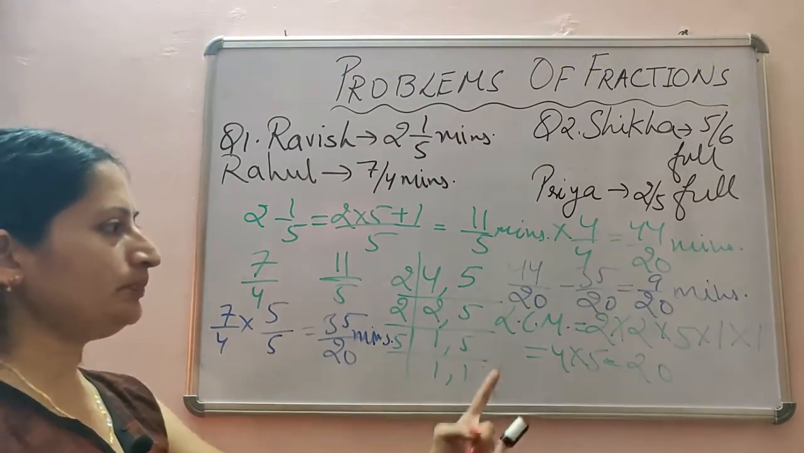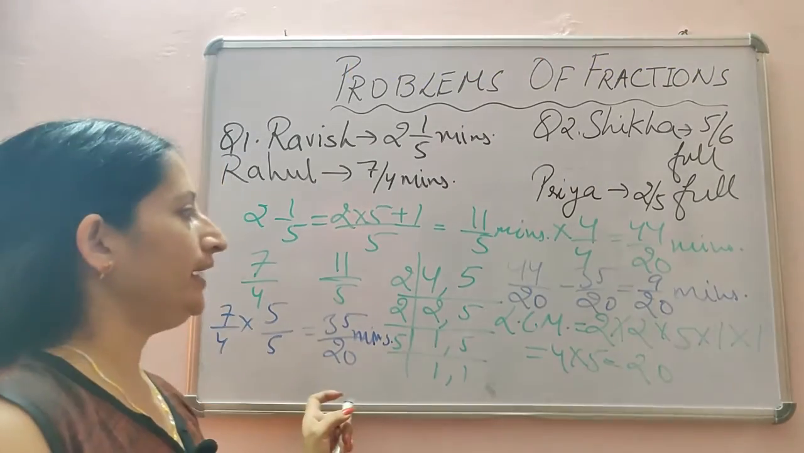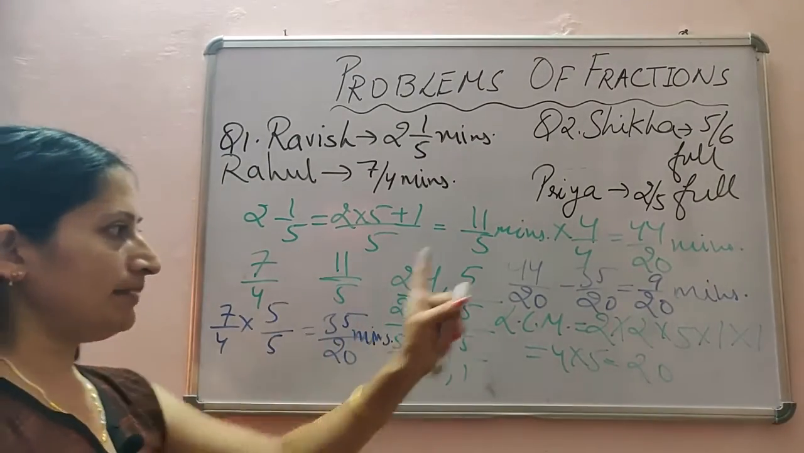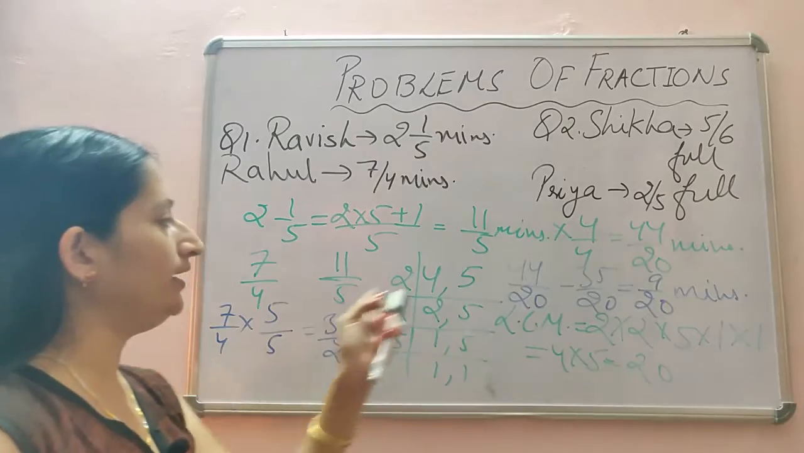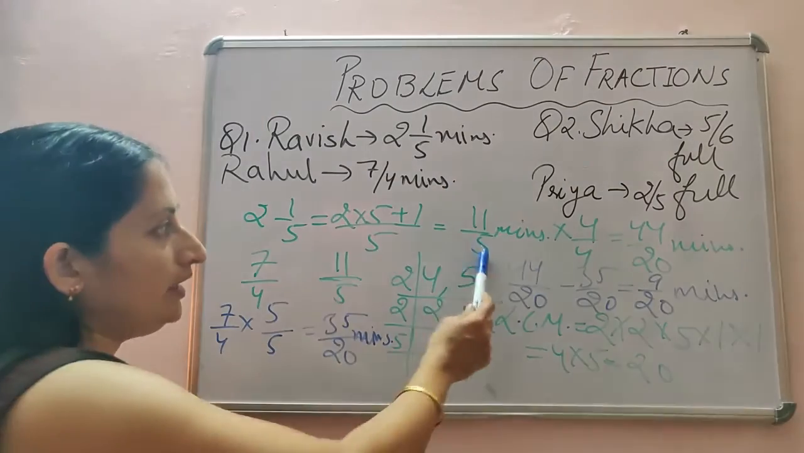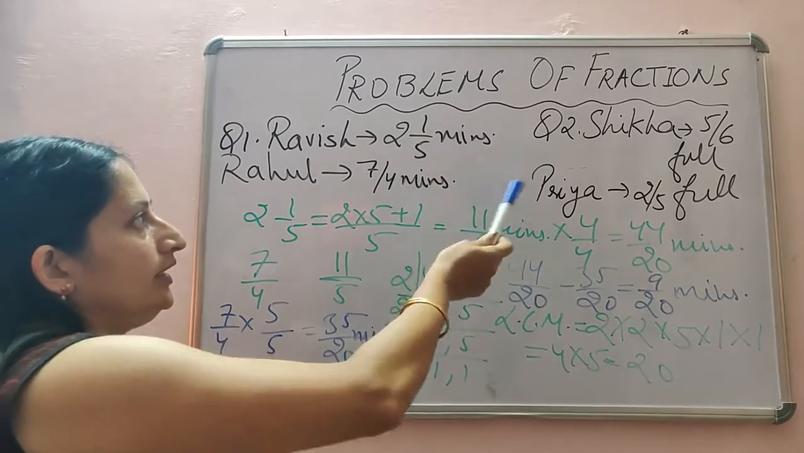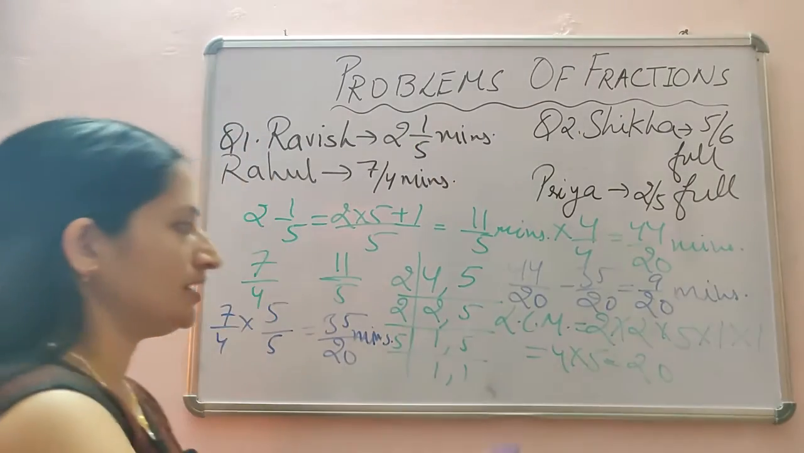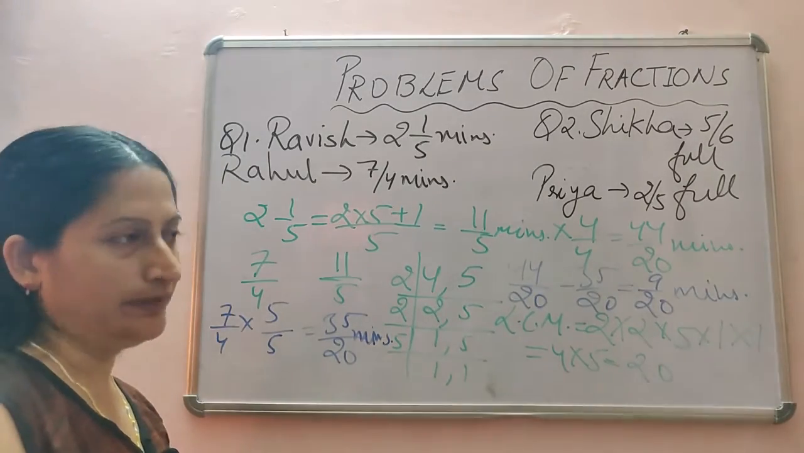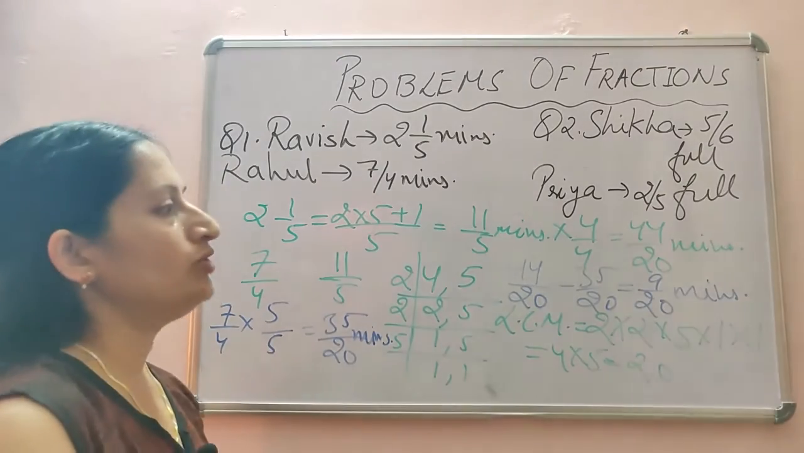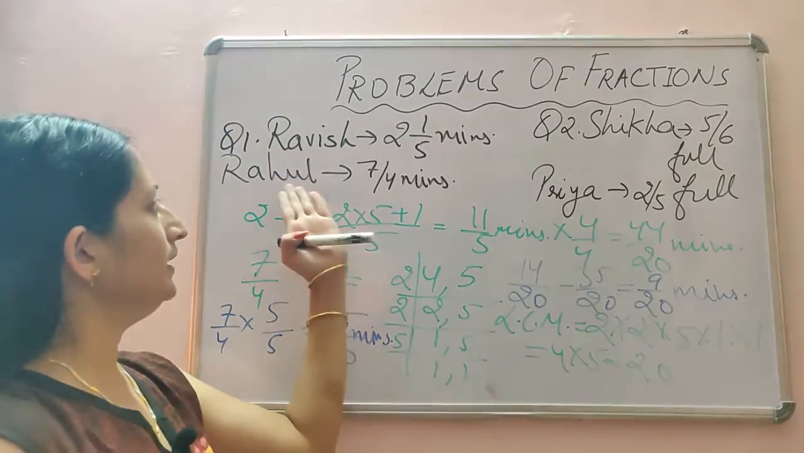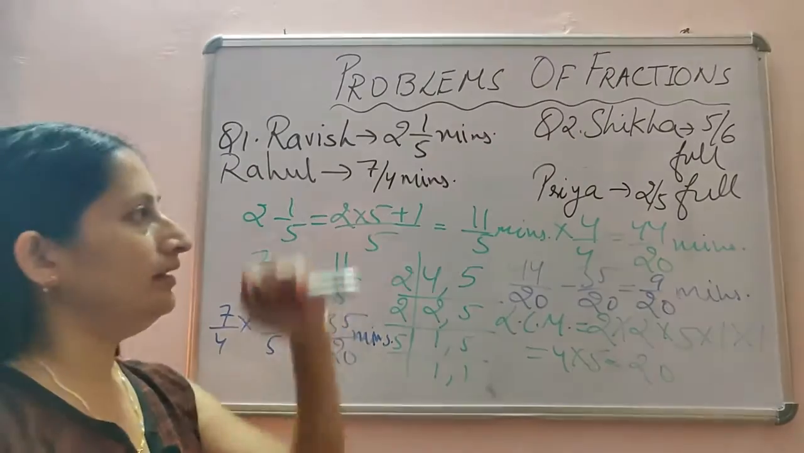So I hope this problem on fractions is clear to you, in which we found the LCM of the denominators and did subtraction between fractions. We converted the mixed fraction to an improper fraction, and then converted unlike fractions to like fractions. So many things we have done and completed in this problem. So our answer is 9/20 minutes. By 9/20 minutes, Rahul is faster than Ravish.